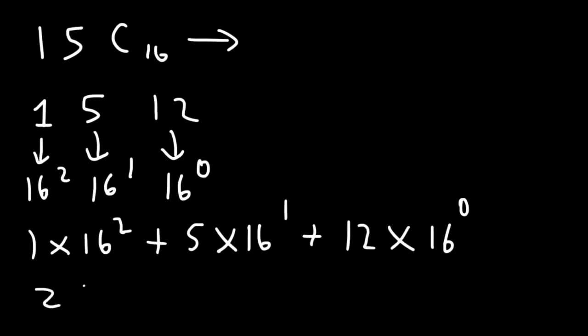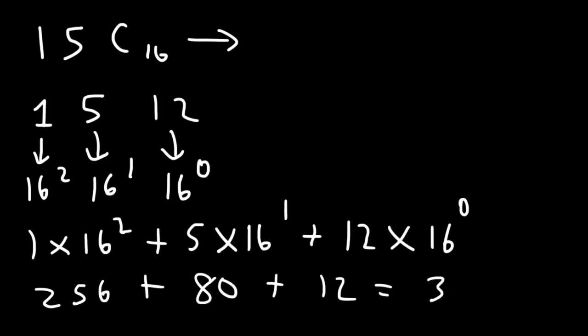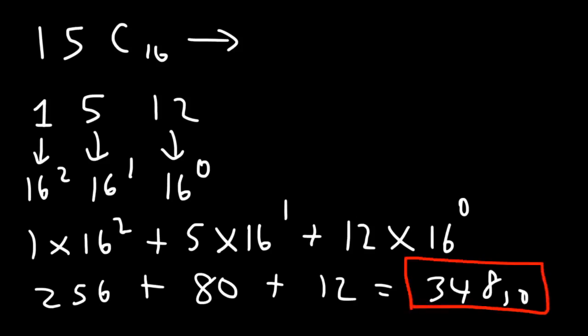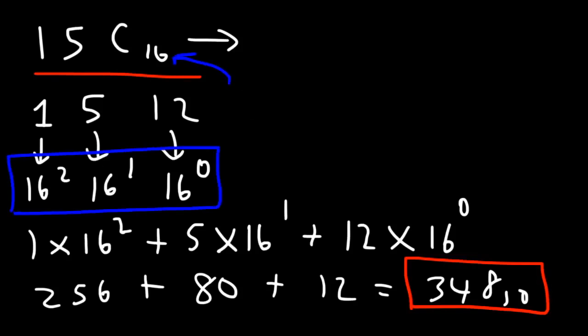16 squared is 256. 5 times 16 is 80. 16 to the 0 power is 1, so we have 12 times 1, which is 12. And adding these three numbers will give us 348. So notice that if you want to go from the binary system to the decimal system, multiply everything by powers of 2. If you want to go from, let's say, the octal system to the decimal system, you need to multiply by powers of 8 because the octal system is a base 8 system. And for the hexadecimal system, which is in the base 16 system, multiply the numbers by powers of 16. And any letters, you need to convert it into a number.